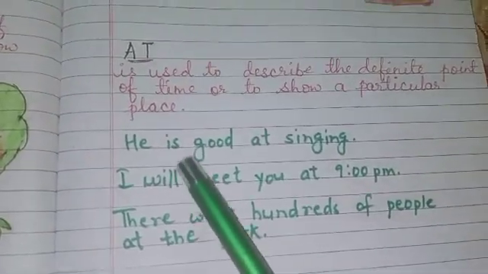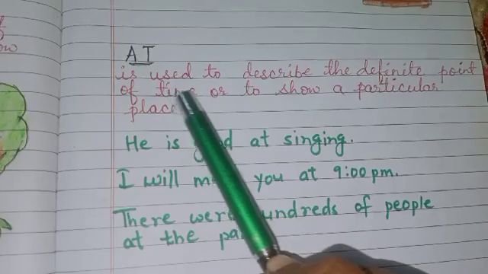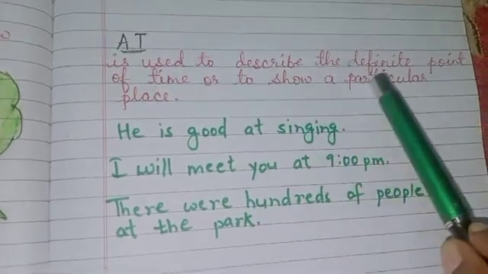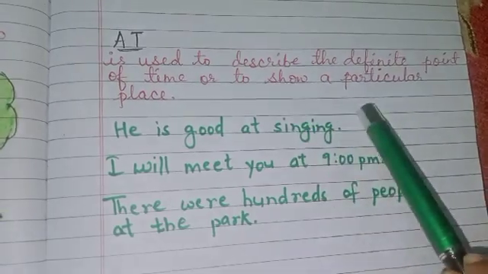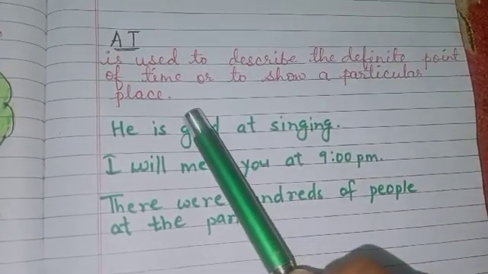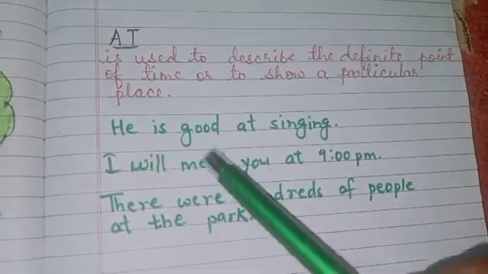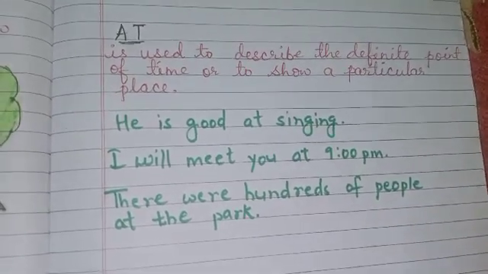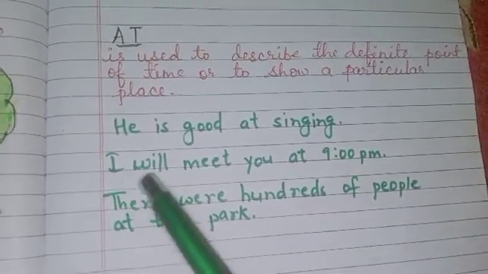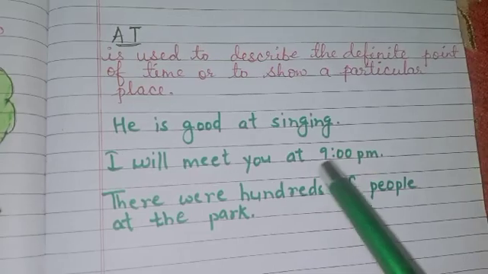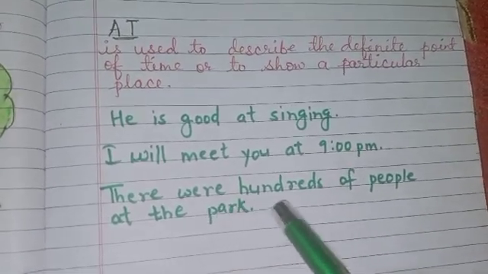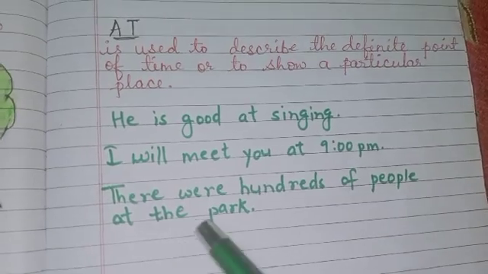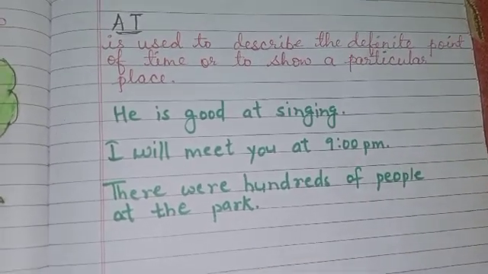Next is at. At is used to describe the definite point of time or to show a particular place. Let's see the example. He is good at singing. I will meet you at 9 p.m. There were hundreds of people at the park.